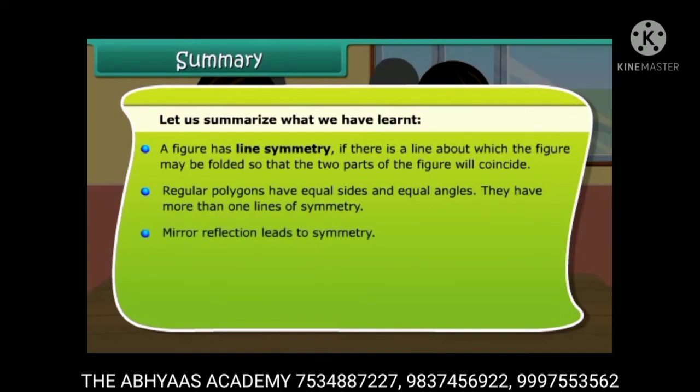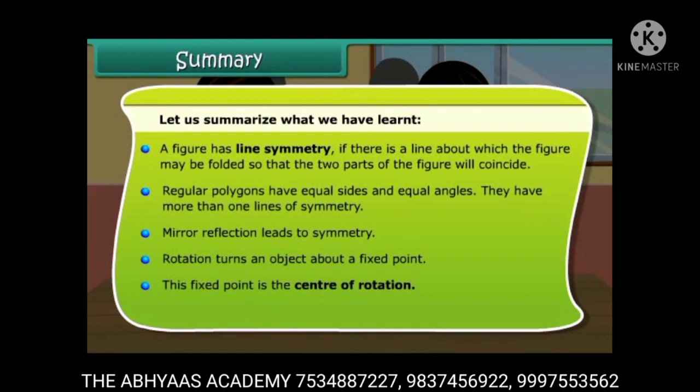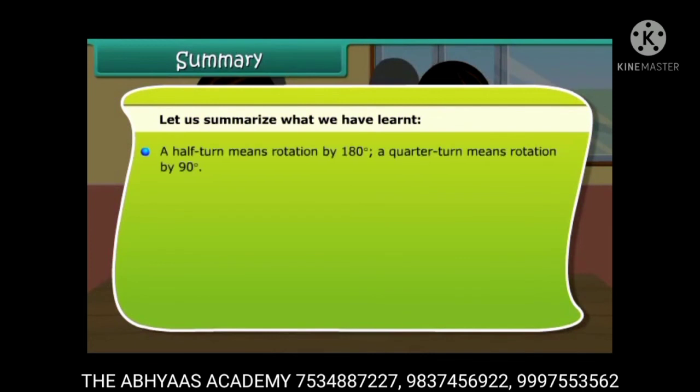Mirror reflection leads to symmetry. Rotation turns an object about a fixed point. This fixed point is the center of rotation. The angle by which the object rotates is the angle of rotation. A half turn means rotation by 180 degrees. A quarter turn means rotation by 90 degrees. Rotation may be clockwise or anti-clockwise.